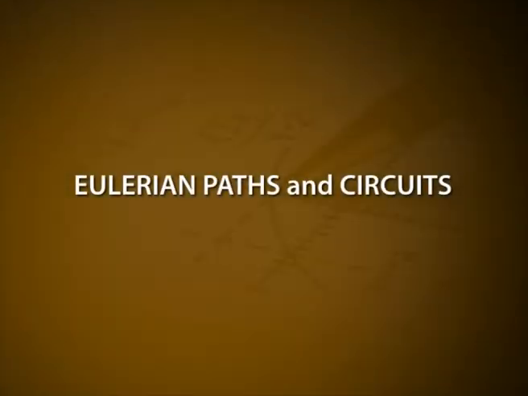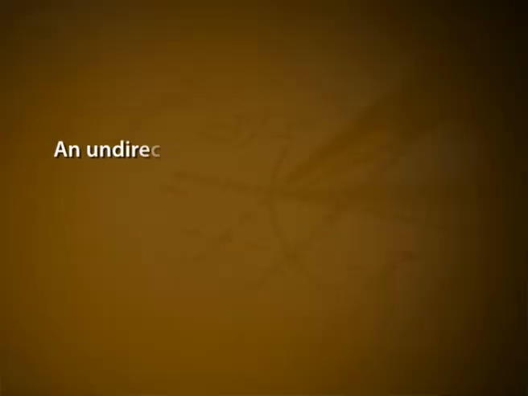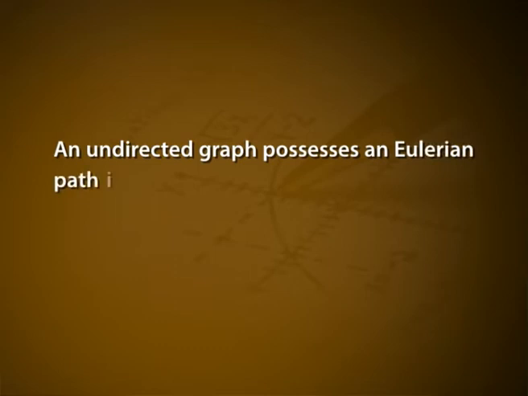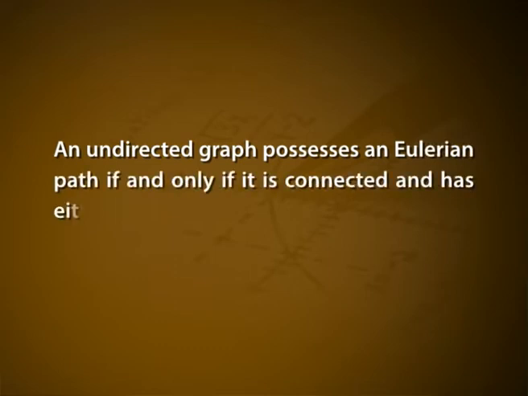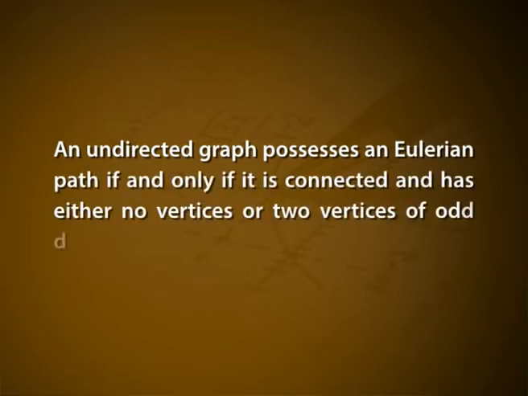Eulerian paths and circuits. The Koenigsberg bridge problem led to the Eulerian graphs in which it is possible to have a path joining any two vertices such that no edge is repeated. If the initial and terminal vertices coincide, the circuit is Eulerian. In this direction, there is a theorem due to Euler. The theorem states that an undirected graph possesses an Eulerian path if and only if it is connected and has either no vertices or two vertices of odd degree.